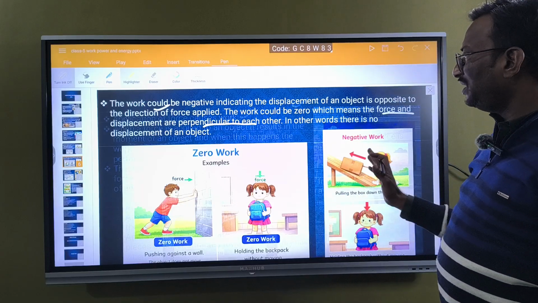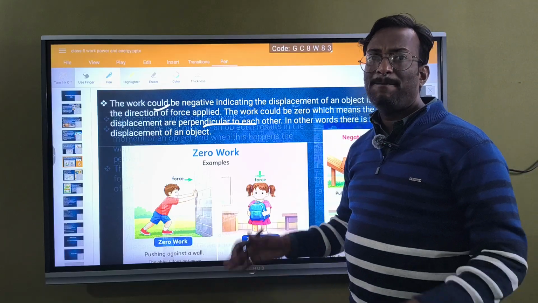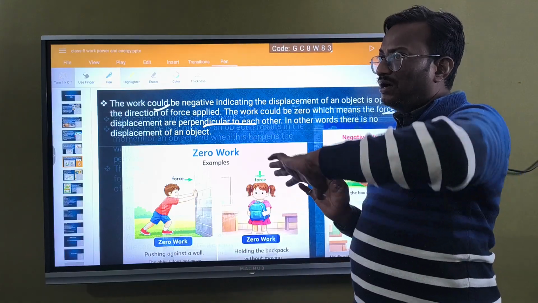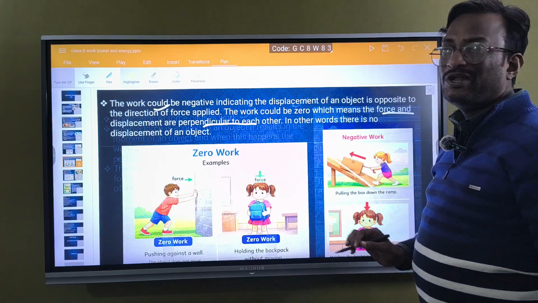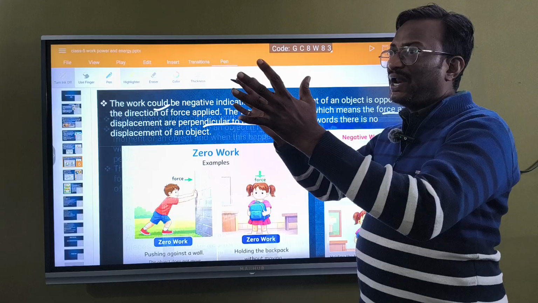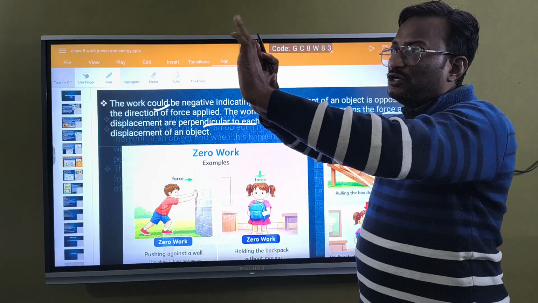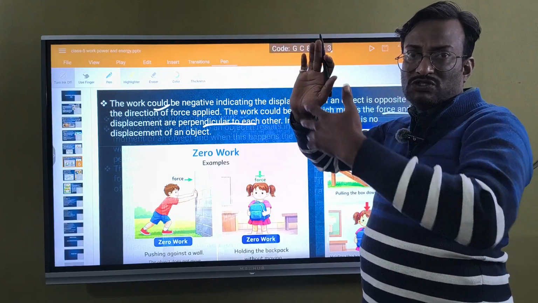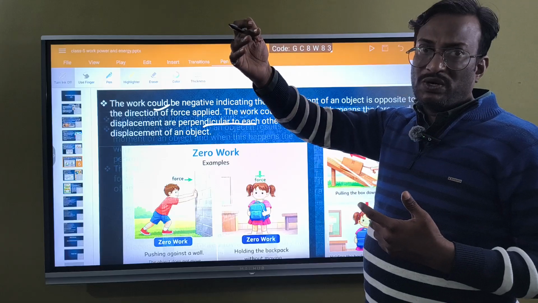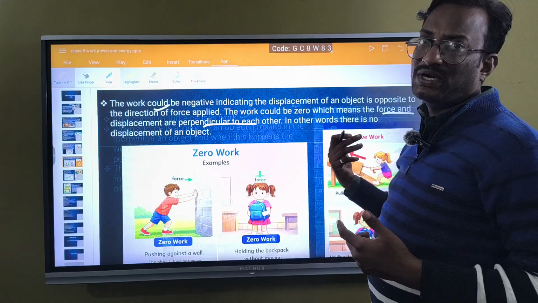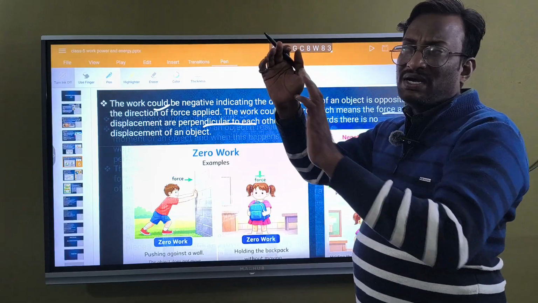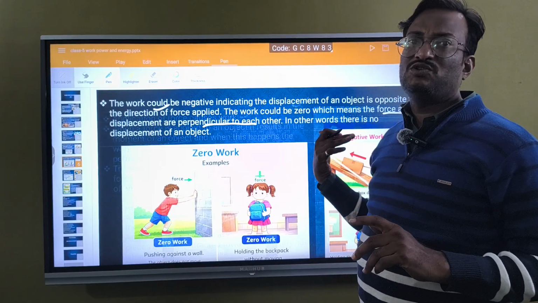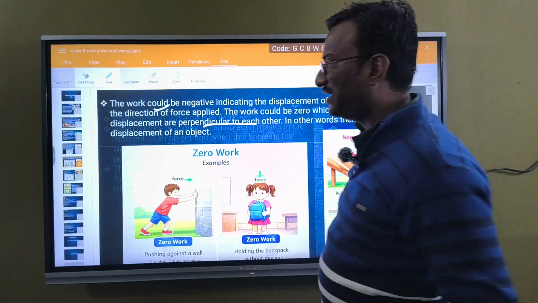And one more example for negative work is, there will be a slope, like this slant position. There will be a heavy stone. I am trying to push it up, but due to the slant position, due to the slope, the stone is coming downward. So I am applying force in one direction, but the body is moving in the opposite direction. So that itself we call negative work.